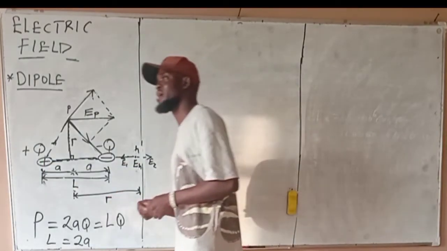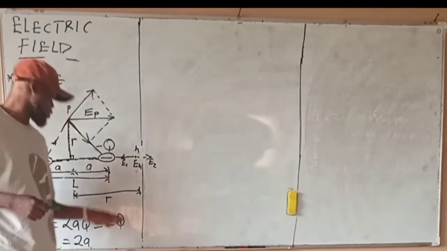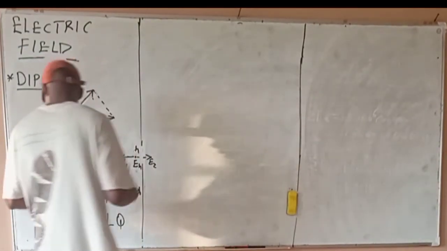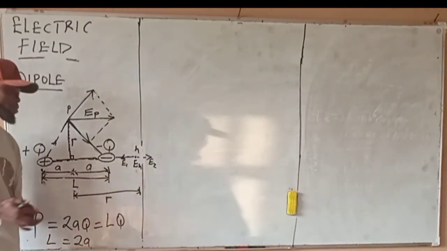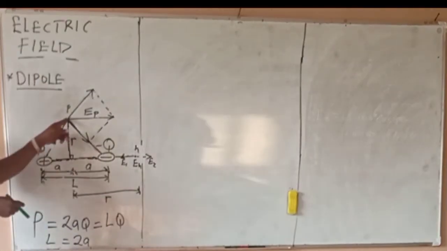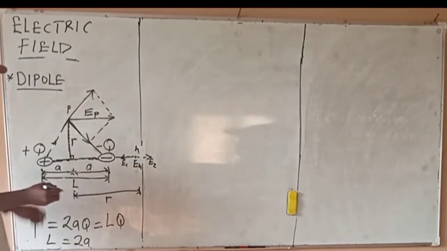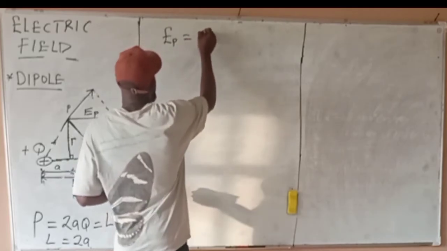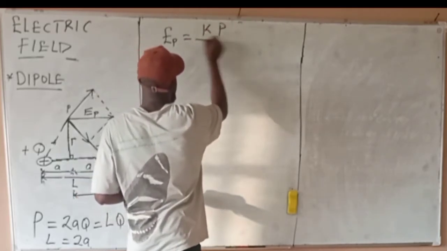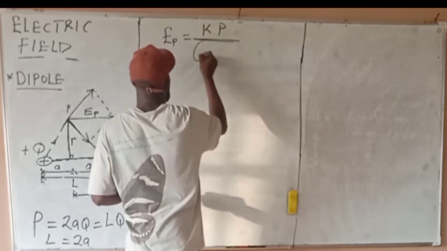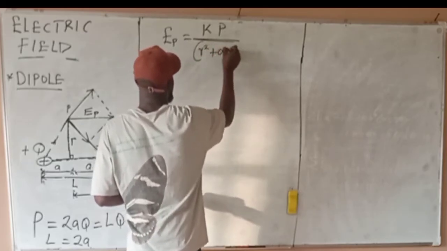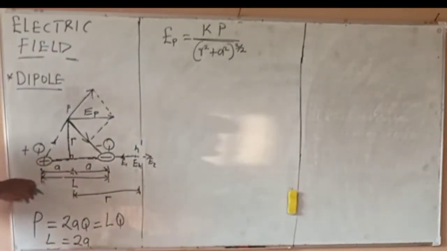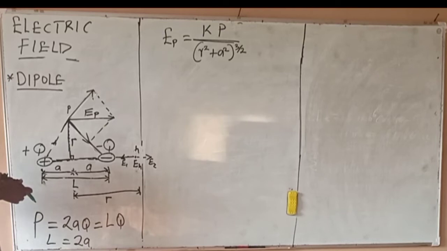So we can define our electric dipole moment this way. If they ask you what is the electric dipole moment of this charge, you should be able to solve it. Now, what about the electric field at point P? The electric field at point P, E_P, will be equal to k times p, remember p is the electric dipole moment, over (r squared plus a squared) to the power 3 over 2. That would be the electric field at point P from derivation.